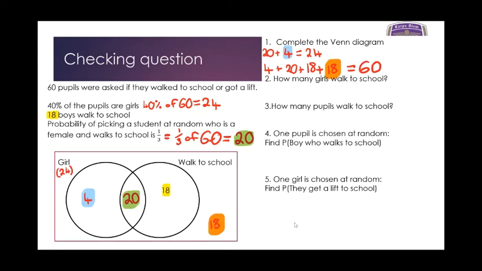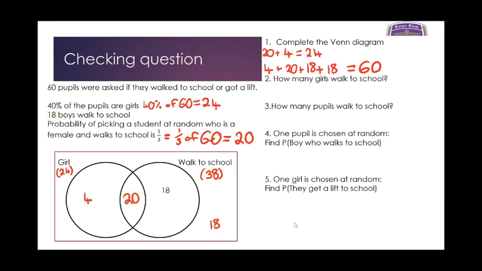And if you were to put one last number in this Venn diagram, it would maybe be the total number of pupils who walk to school. And all you'd have to do there is add up the numbers in the walk to school circle, which is 20 and 18. That would give you 38.